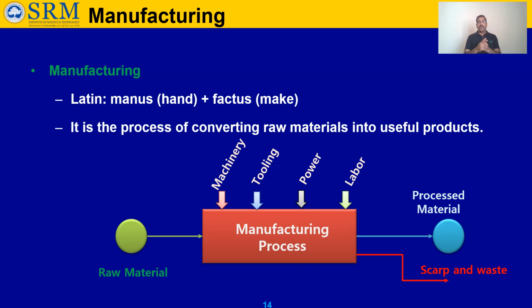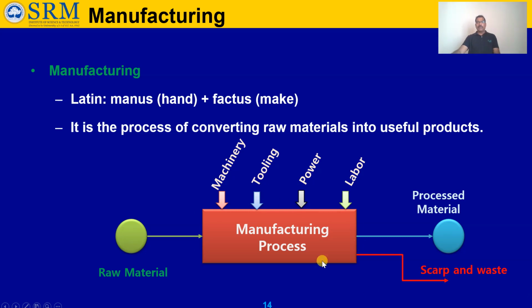The definition of production is totally different: converting resources into meaningful output. But in terms of manufacturing, it is converting raw materials into a useful product by doing some processes on the raw material. So look at this figure. In this figure, raw material is the input, the output will be the processed material, and scrap and waste is there. But in additive manufacturing, you won't get any scrap or waste because additive manufacturing adds material. Here, using manufacturing processes, we remove some material, so the finished component will be there, and scrap and waste will come out of the manufacturing process.